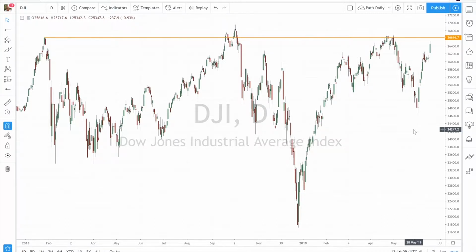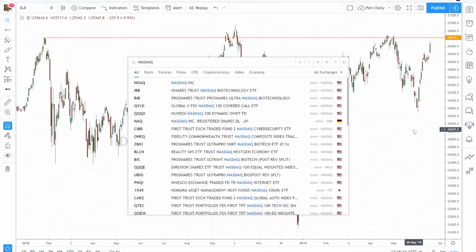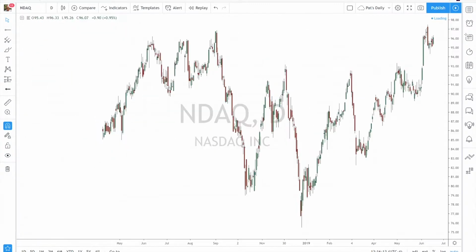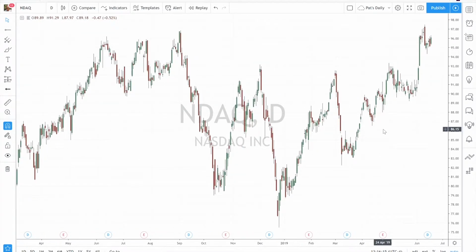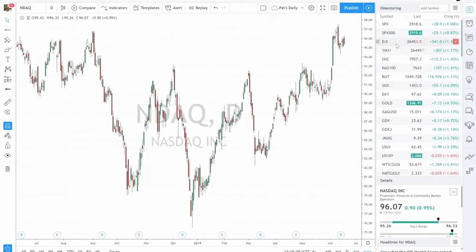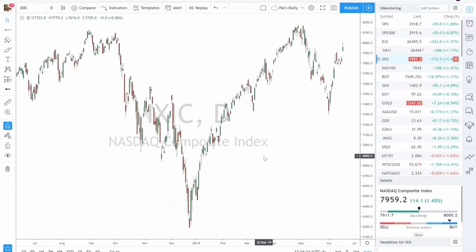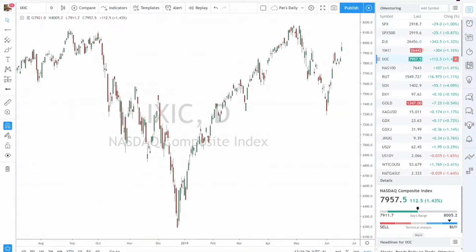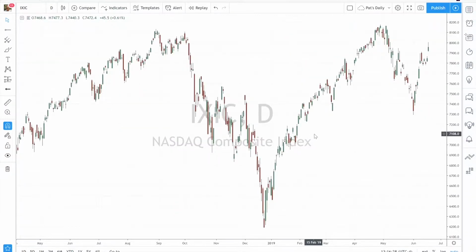How about the Nasdaq? We can see here we've got a pretty... excuse me, that's not the right chart. Let's look at this here. Chart of the Nasdaq. Okay. Spread that a little bit.